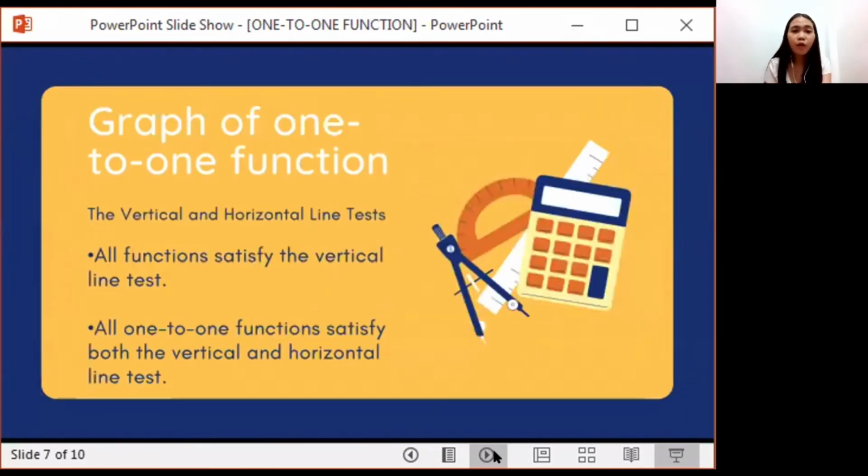Now let's go to the graph of one-to-one function. All functions satisfy the vertical line test. All one-to-one functions satisfy both vertical and horizontal line tests.